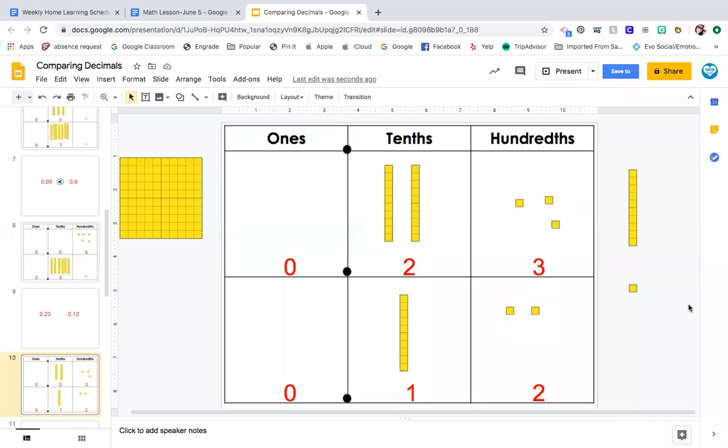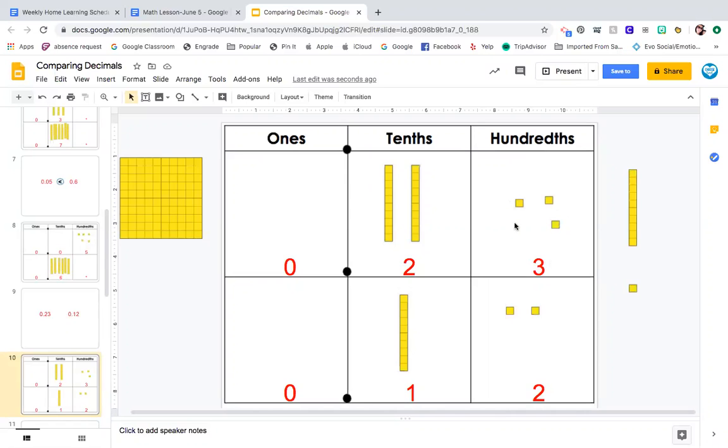Let's check it together. I've built the two decimal numbers. Here's my 0 and 23/100ths, and then my 0 and 12/100ths. And you can see that we're always moving from left to right to think about which one is larger. They both have 0 ones. Okay. Then we look at the tenths place. I see that this number has 2 in the tenths place, and this has only 1 in the tenths place. So that tells me that 0 and 23 hundredths is greater than 0 and 12 hundredths.